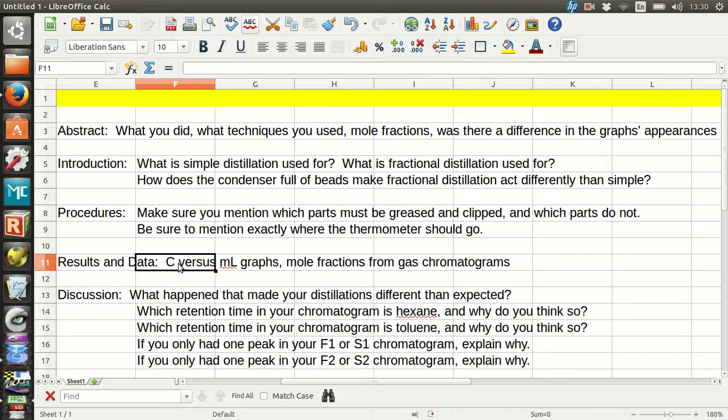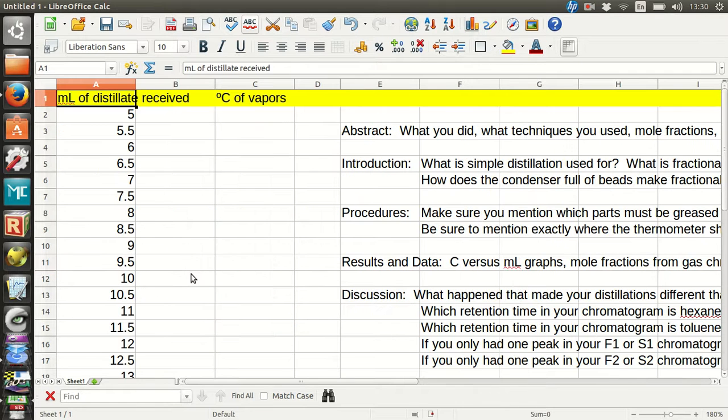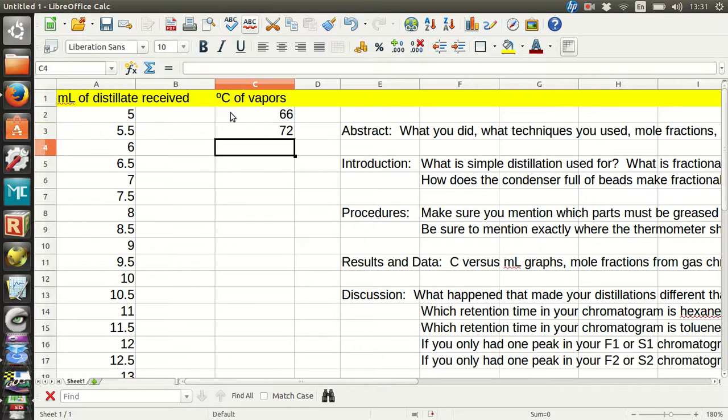In the results and data section, please draw this graph. Let me show you. You just use Microsoft Excel or Numbers or Google Sheets, and I want you to graph on the x-axis the milliliters of the distillate that you received. At some point in your distillation, both the simple and fractional, you were writing down the temperature every 0.5 milliliters of distillate received. So for every temperature that you have there, every piece of temperature data, please put on your spreadsheet software the milliliters of distillate that you received.